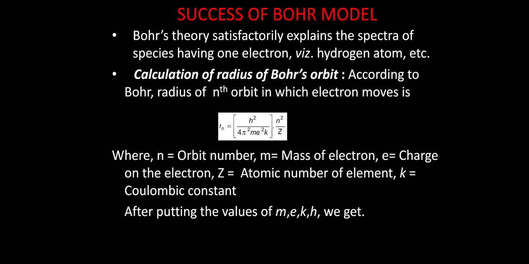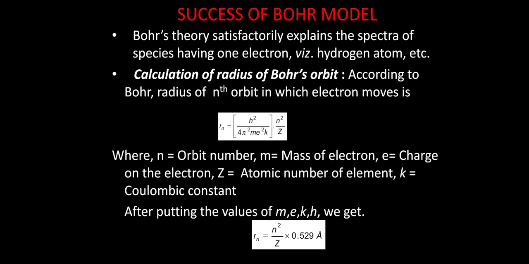After putting the values of all the constants, since most of the values are constant over there, what we get is Rn will be equal to n square by z. n depends upon in which orbit the electron is present. z depends upon which atom we are talking about. So if we put these two values, then the radius we can easily get.